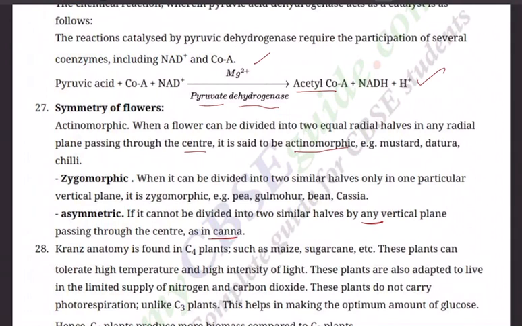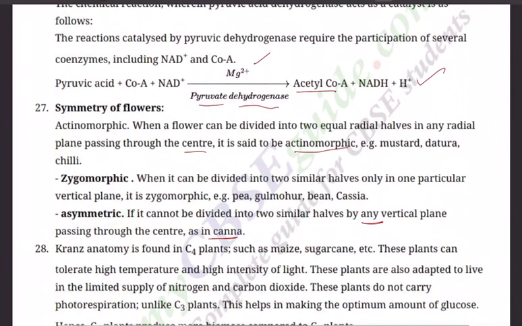What is the symmetry of a flower? Symmetry of a flower: actinomorphic, zygomorphic, and if you can't cut a flower by using any vertical plane into 2 exact halves, then we say it is asymmetric, opposite to symmetric.